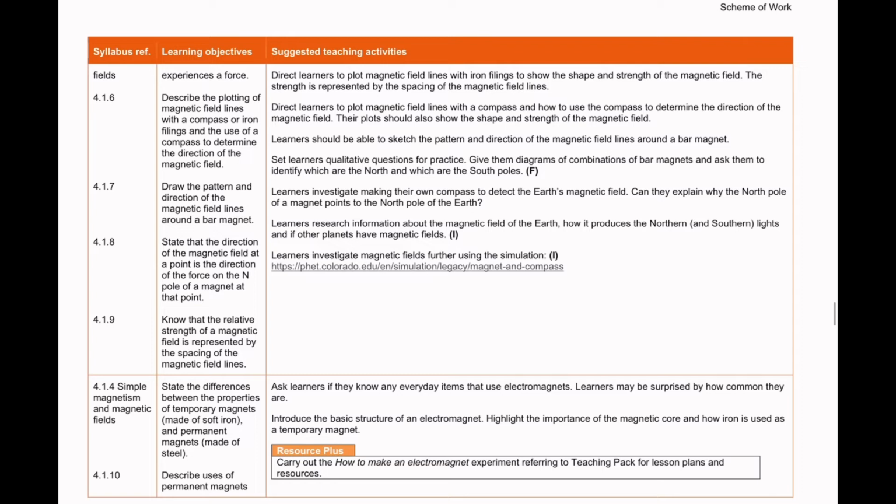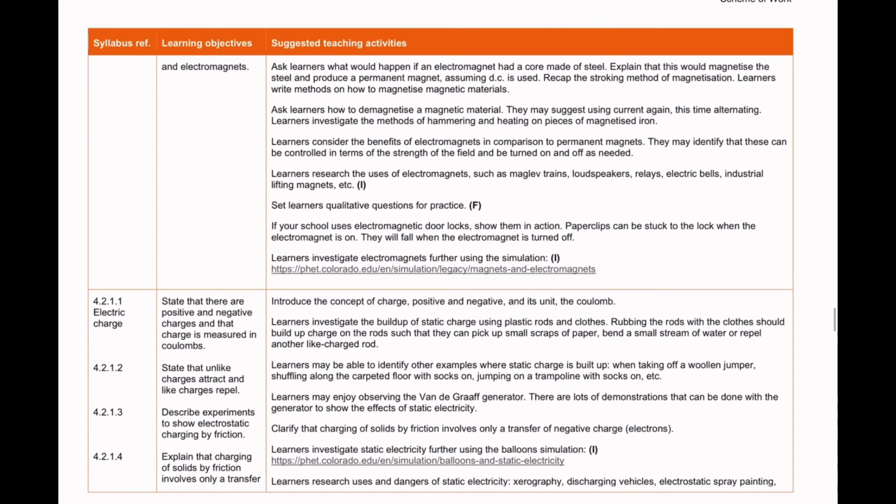Know that the relative strength of a magnetic field is represented by the spacing of the magnetic field lines. Key concept 4.1.4: Simple magnetism and magnetic fields. Learning objectives. State the differences between the properties of temporary magnets, which are made of soft iron, and permanent magnets, made of steel. Describe uses of permanent magnets and electromagnets.